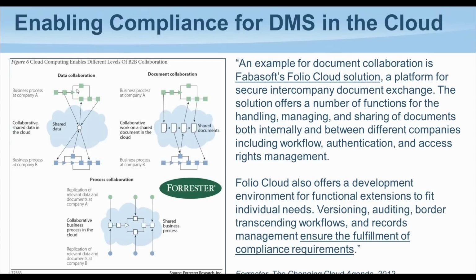As you can see on the left-hand side, there are different ways to leverage the cloud for your business processes. In particular, if you collaborate with external companies, with your business partners, here you can see what Forrester calls data collaboration. Company A has its own business process, probably implemented in their on-premise environment in their internal IT infrastructure, and company B has the same, but they share particular data via the cloud, and that data can be accessed from both sides in their business processes.